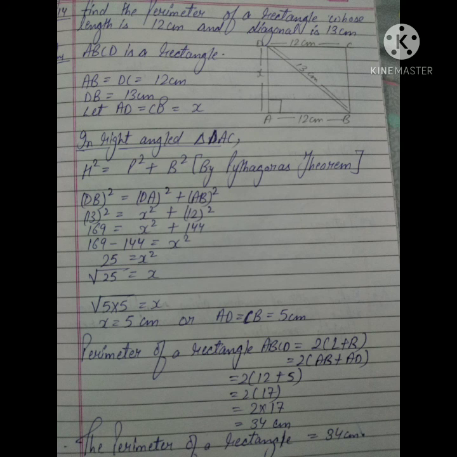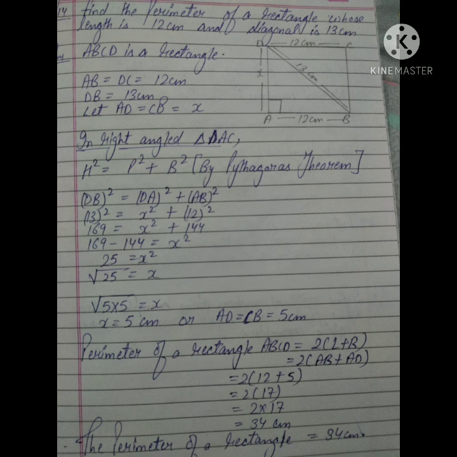13 into 13 is 169 is equal to X square plus 12 multiplied by 12, which is 144, right? So we want the value of X, so shift the other terms, those with X, to the other side. So 144 plus becomes negative on the other side, the sign gets changed. So 169 minus 144 is equal to X square. When you subtract 144 from 169, you will get 25. 25 is equal to X square.